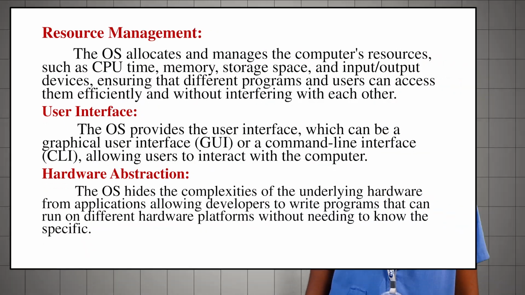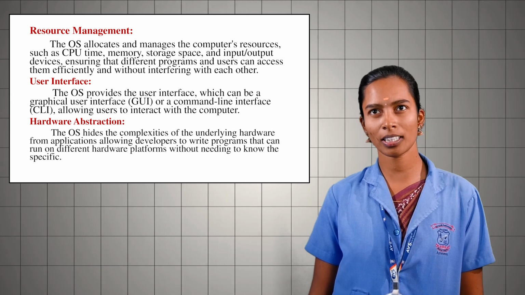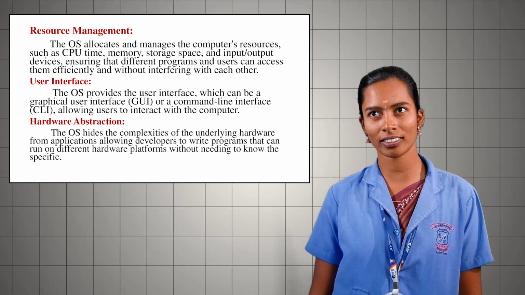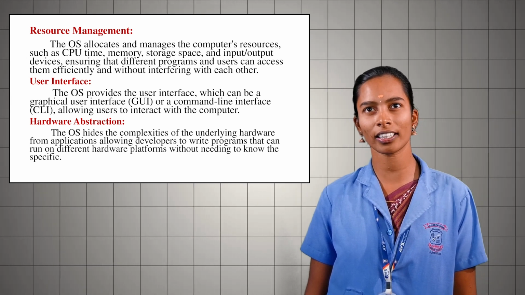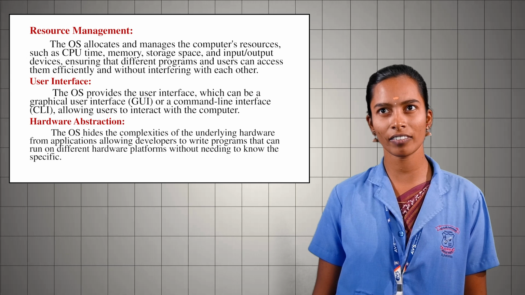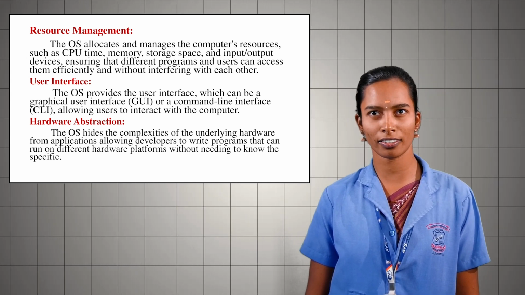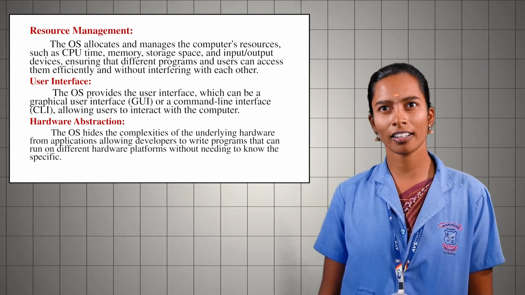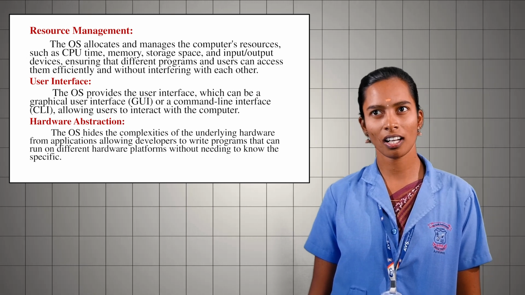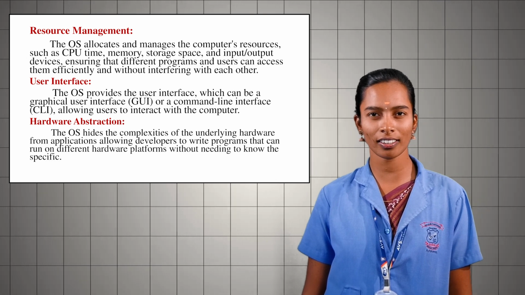Next, resource management. The OS allocates and manages the computer resources such as CPU time, memory, storage space, and input/output devices, ensuring that different programs and users can access them fairly and without interfering with each other. Second, user interface. The OS provides the user interface, which can be a graphical user interface (GUI) or a command line interface, allowing users to interact with the computer.